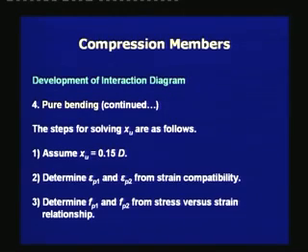Assume some value for Xu, say 15% of the total depth. Then determine epsilon P1 and epsilon P2 from strain compatibility. Determine FP1 and FP2 from the stress versus strain relationship for the prestressing tendon. Calculate Xu from the expression which satisfies that the axial force in the section is 0, and then compare this Xu with the assumed value. If it does not satisfy, iterate till we converge. That means we are satisfying the condition that the axial force in the section is equal to 0.